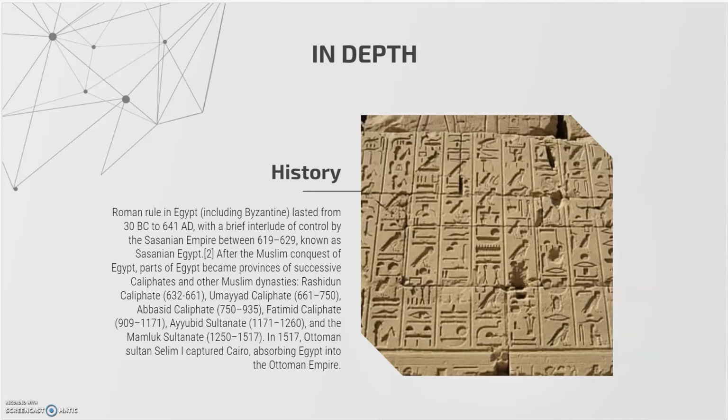Roman rule in Egypt lasted from 30 BC to 641 AD, with a brief interlude of control by the Sasanian Empire between 619 to 629, known as the Sasanian Egypt. After the Muslim conquest of Egypt, parts of Egypt became provinces of successive caliphates and other Muslim dynasties, so forth and so on. Look at all these dates. And you also see words like after and in between, or briefly, or successive. All of these things signal to you that this is the order in which things happened, right?